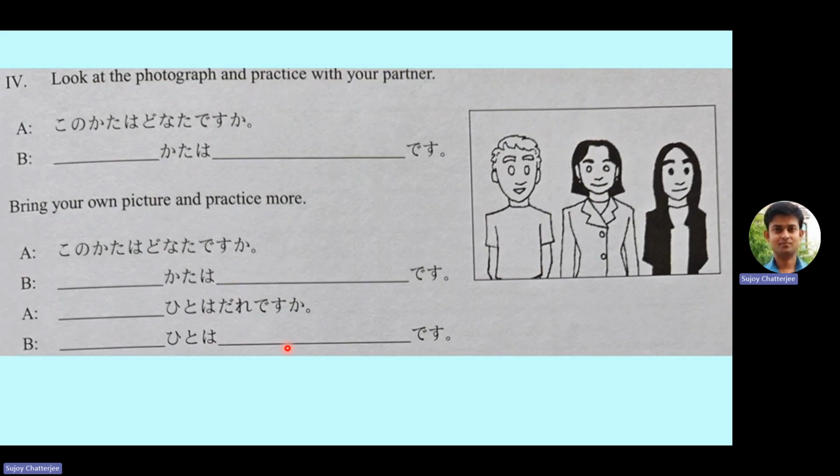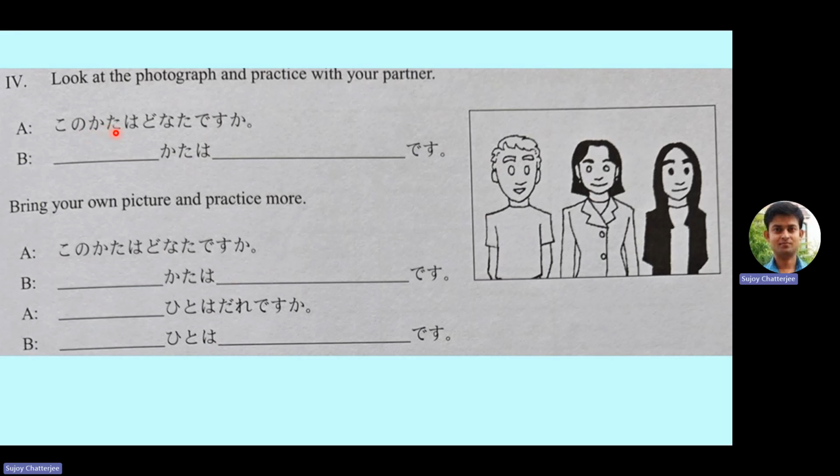Now next question is, look at the photograph and practice with your partner. So there is a photograph here and the question asked is kono kata wa donata desu ka? Kono kata means that person. Kata and hito. Kata is a respectful word for a person. Hito is a generic word for a person. So kono kata means the person is respectable.